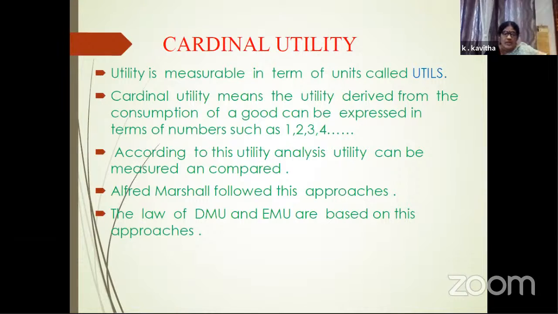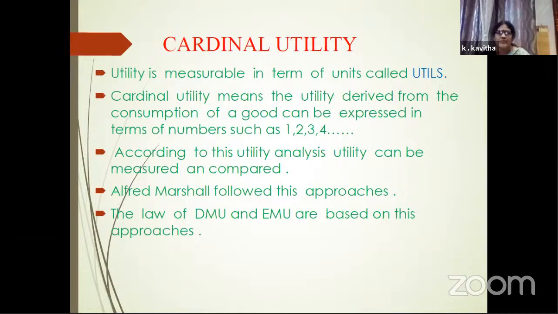Alfred Marshall followed this cardinal approach. By using this cardinal approach, he explained the law of diminishing marginal utility and the law of equimarginal utility. DMU means diminishing marginal utility. EMU means equimarginal utility, which are based on this cardinal approach. What does cardinal mean? The measure. You can measure the utility in cardinal numbers. Cardinal numbers means 1, 2, 3, 4.